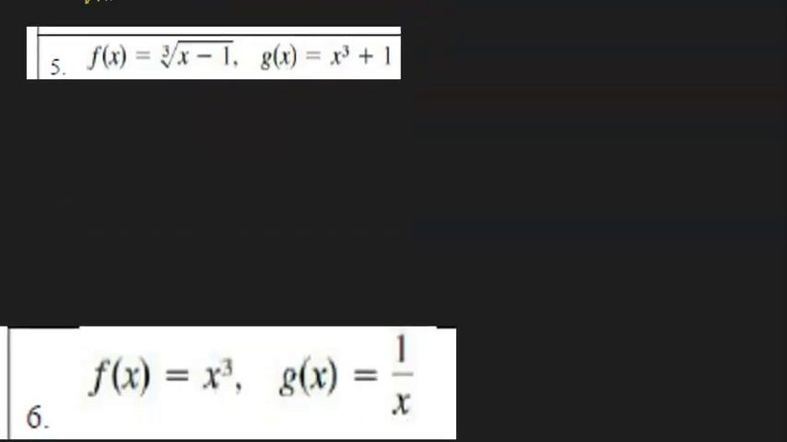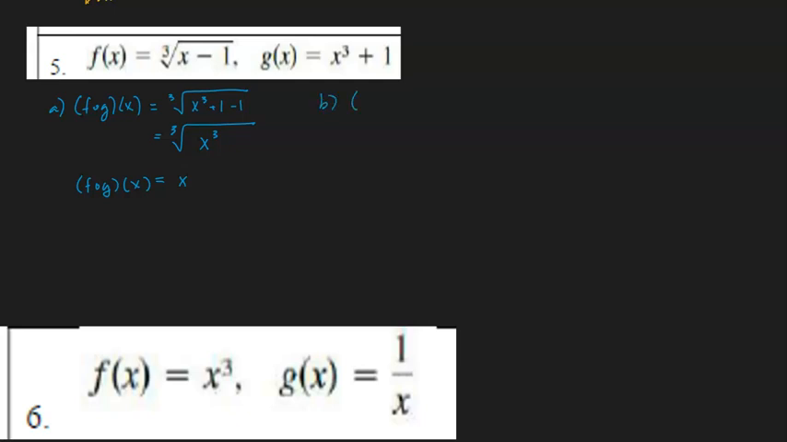Okay. Number 5. First, A, so that's f of g of x. So g is the input, so cube root of (x cubed plus 1) minus 1 is going to be equal to the cube root of x cubed, which is just x. That's f of g of x.